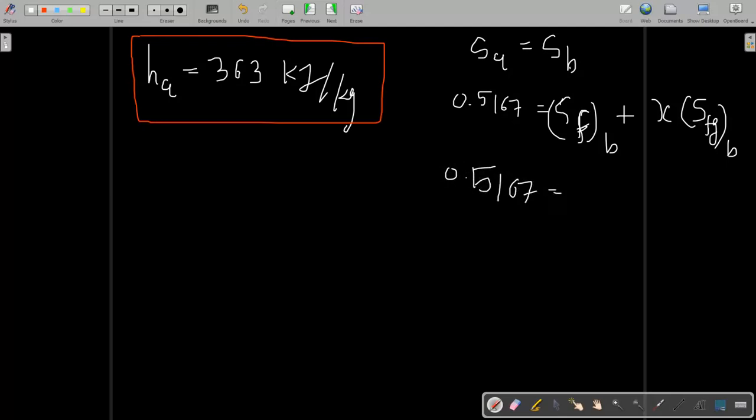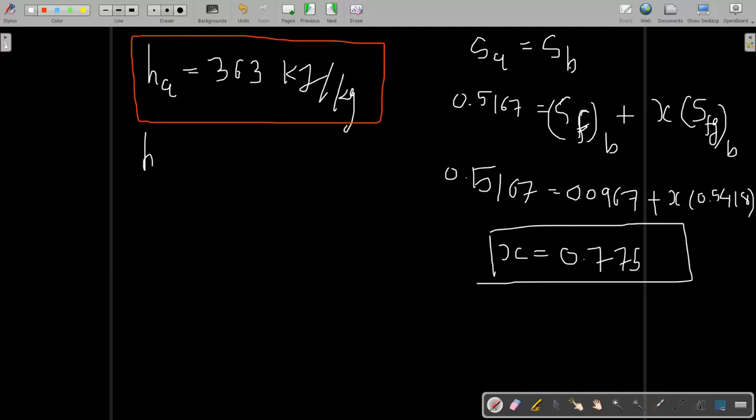0.5167 is equal to the liquid entropy 0.0967, and this point is at 0.2 bar of mercury. So take the entropy value from 0.2 bar, otherwise you will get the wrong answer. When you solve this, you will get the dryness fraction as 0.77, or 0.775.